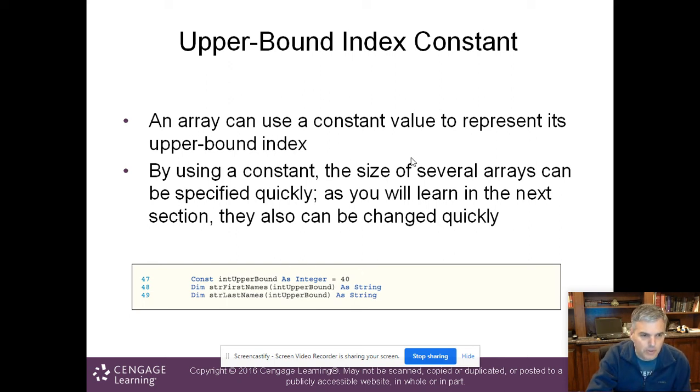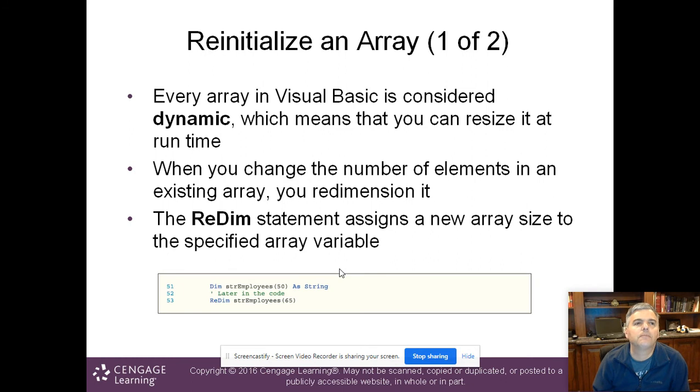So in this example below, we've got a constant int upper bound, which is integer 40, so we're creating a 40 element array, and we declare the string first name and string last name, both of those using this variable as a 40 element array, or really a 41 element array. Every array in Visual Basic is considered dynamic, which means you can resize it at runtime.